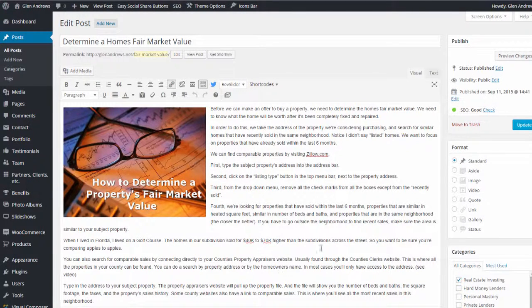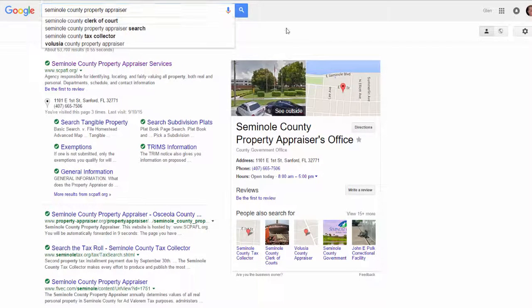It'll give you some really good tips on exactly how to do it, but I just want to show you two quick websites that you can use to find out the property's fair market values. Okay, first, if we go to Google and type in Seminole County Property Appraiser, what you're typing in is your own county, depending upon where you live, and then Property Appraiser right after it. So I'm typing in Seminole County Property Appraiser.